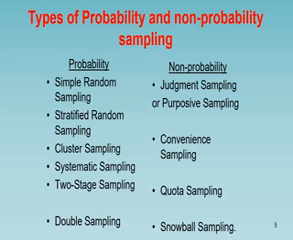And there are some non-probability sampling techniques also. They are judgment sampling or purposive sampling, convenience sampling, quota sampling, and snowball sampling. So these are some of the non-probability sampling techniques.